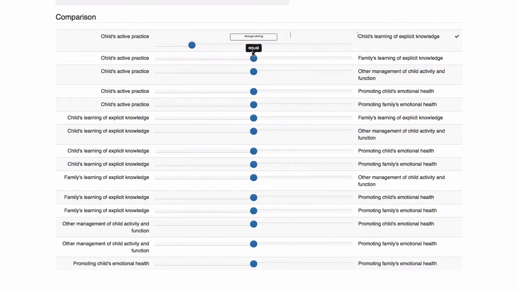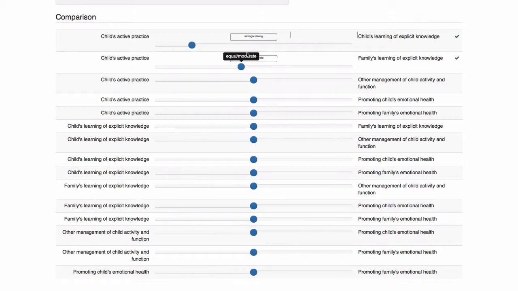Moving on to the next slider, we have child's active practice against the families, in this case mum's learning explicit knowledge. Again, I'm sure the slider goes to the left. The question is how far? 2 times, 3 times, 4 times, 5 times, 6, 7. I'm going to say this is much more important because there isn't too much explicit knowledge to convey to mum.